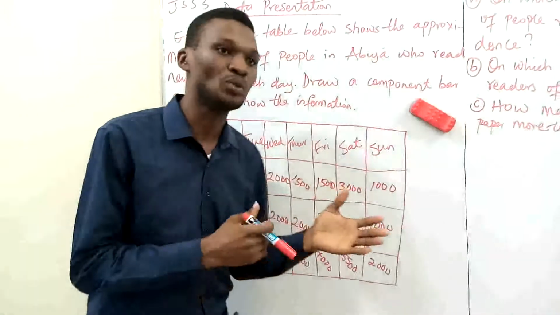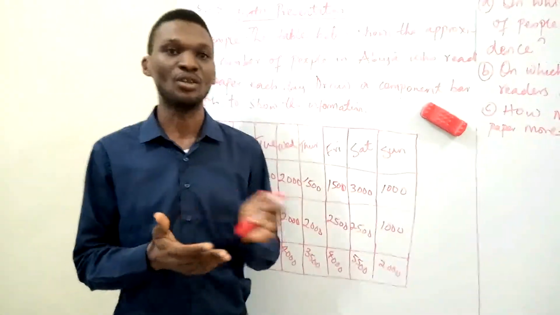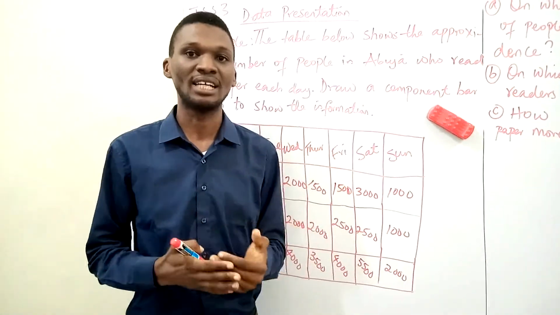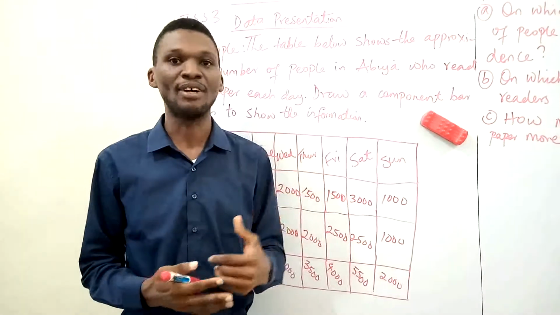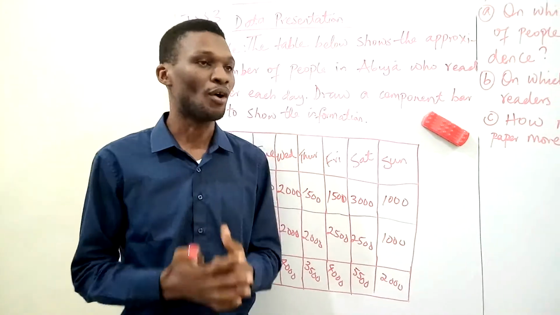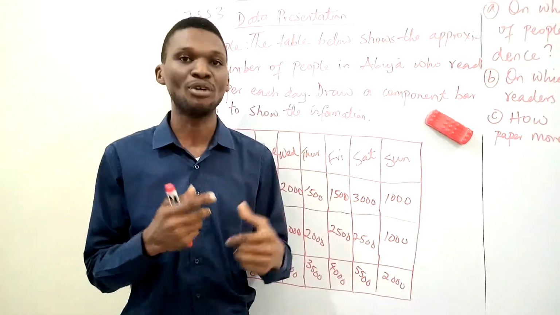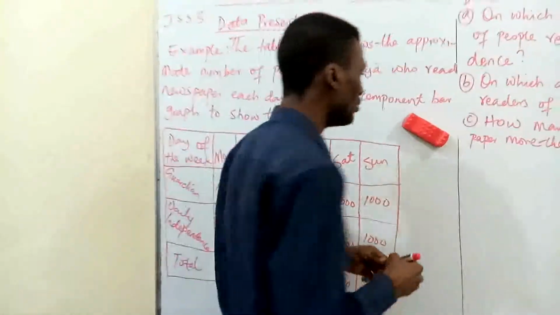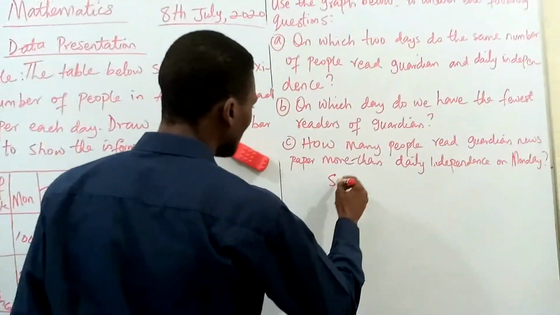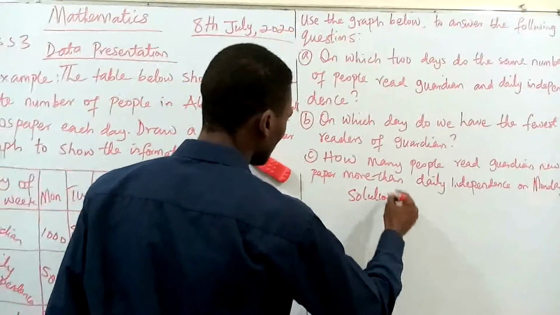Remember that the difference between a component bar chart and the single bar chart is that the single bar chart has only one bar to represent each data value. But for the component or compound bar chart, we have more than one bar. You can have two or three bars for one value. So we have to represent this in a component bar chart.